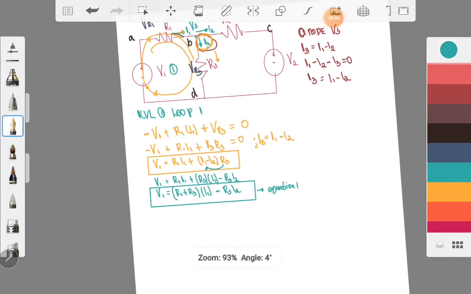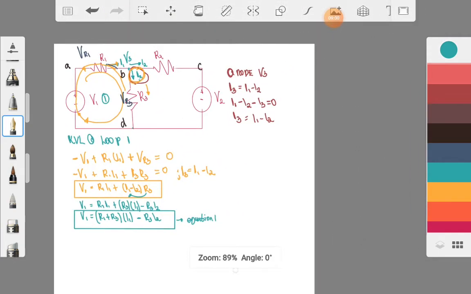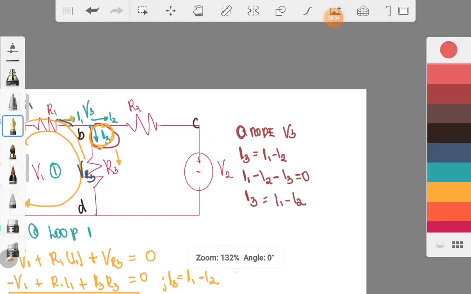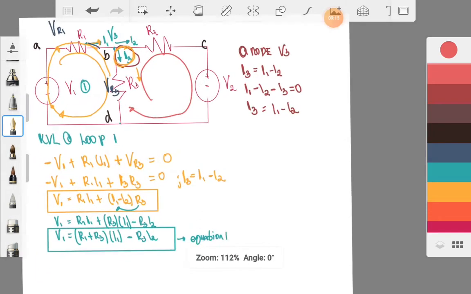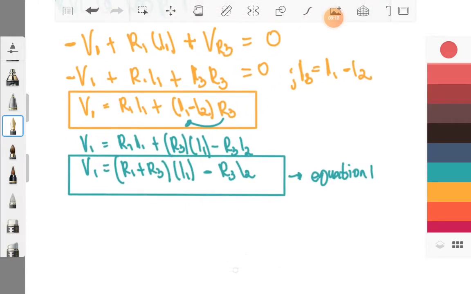So, how will we solve for equation 2? Equation 2 will be solved by having KVL at loop 2. Take note, guys, KVL at loop 2.